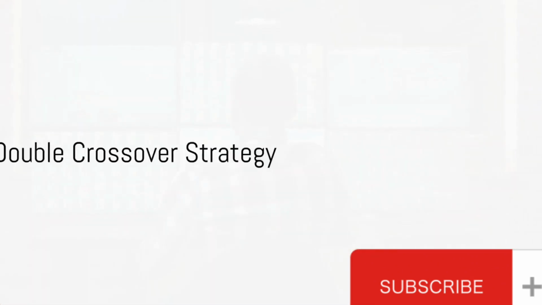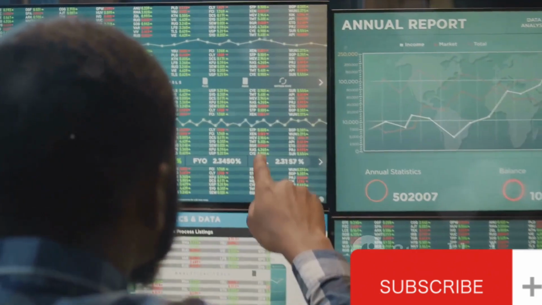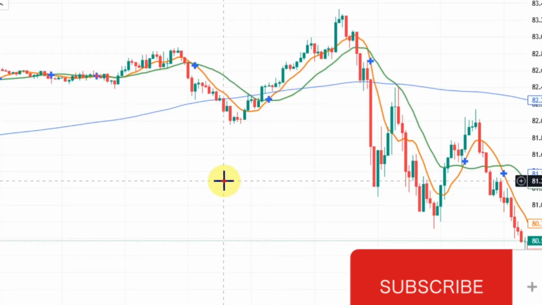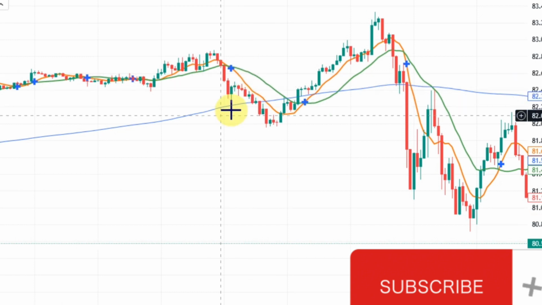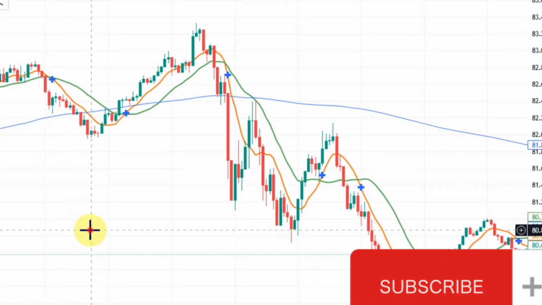Next up is the double crossover strategy, a slightly more complex but highly effective approach. This strategy employs not 1, not 2, but 3 moving averages, one short, one medium, and one long. So how does it work? Well, the magic happens when the shortest moving average crosses over the mid-length moving average. This is where traders perk up.